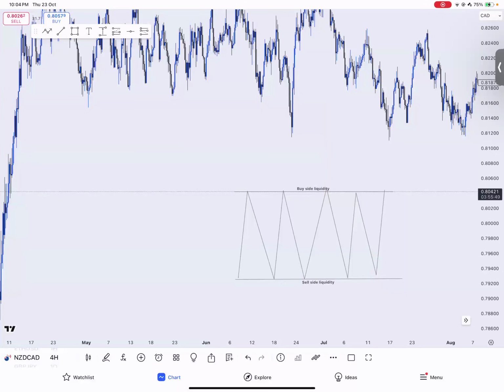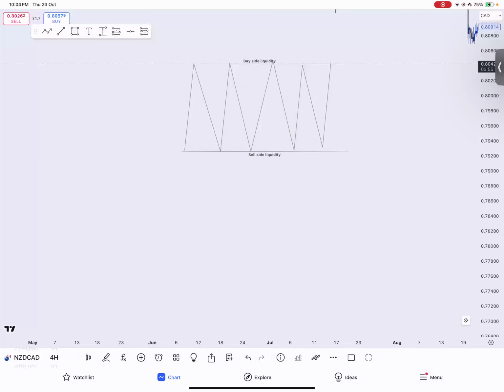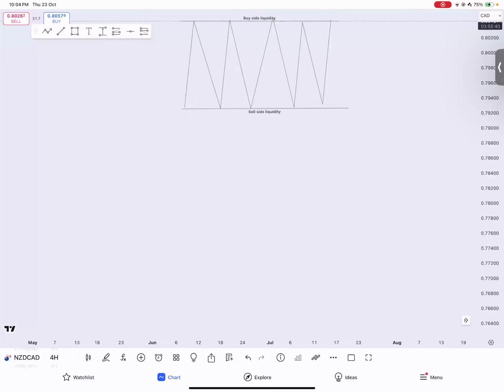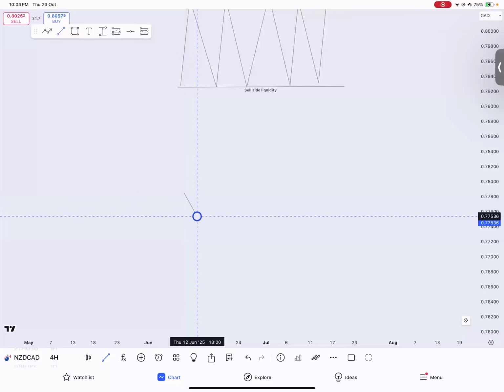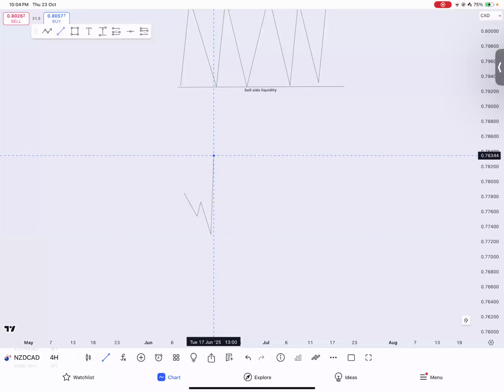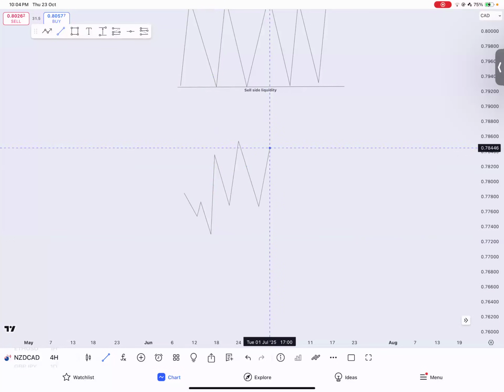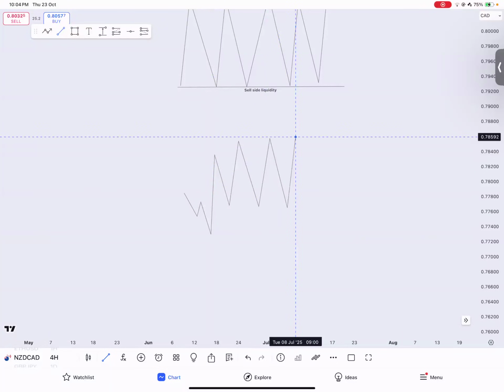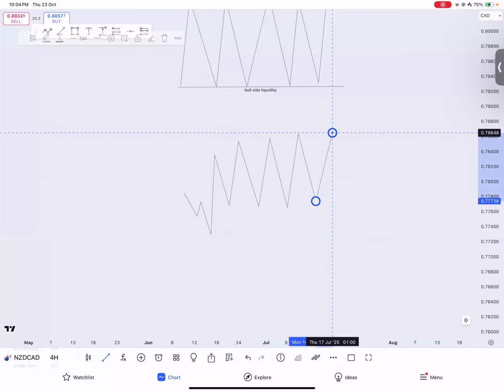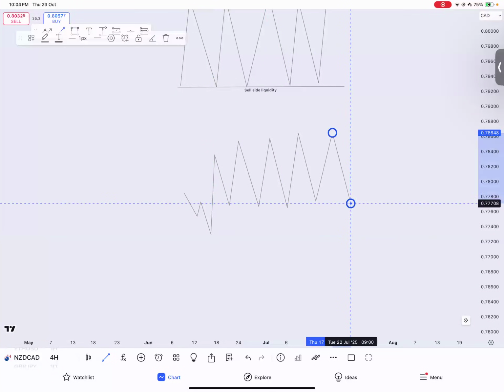Now, first of all, before you can have ranging liquidity, you must already have the direction of the market in mind. You must already have your inducement and you must already have your POI in mind also. So for example, let's assume that price gives us a structure shift, gives us inducement, then starts ranging. Now, my market is doing this.